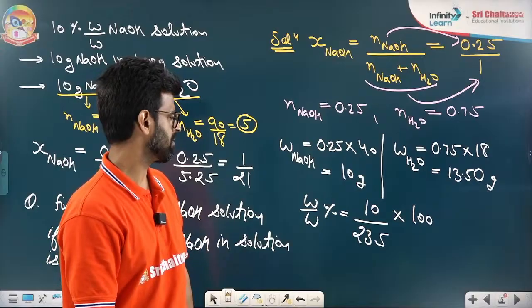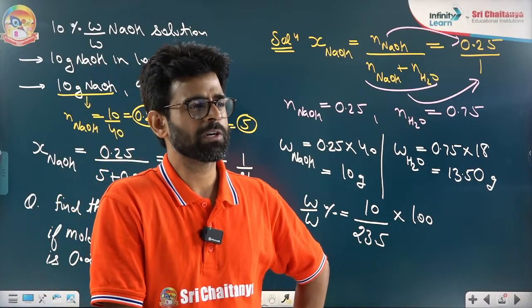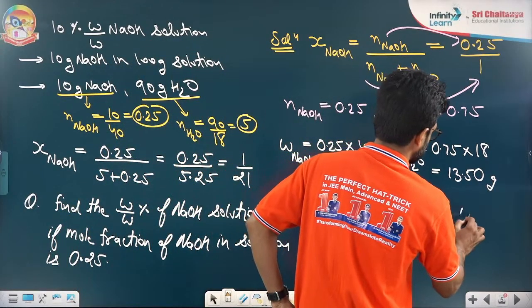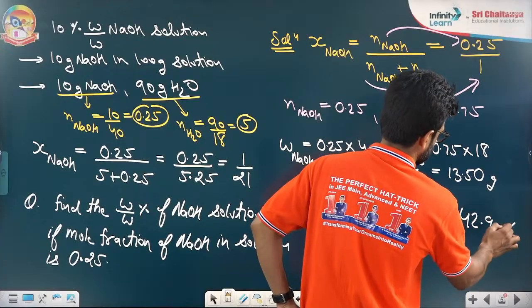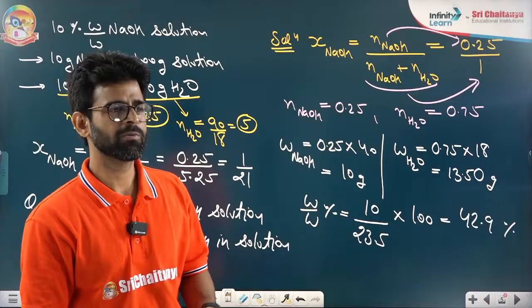No, 0.425 will not come, definitely. Something else will come. Okay, 42.9 approximately. Okay, 42.9% approximately, I'm saying. Calculations you can do by yourself, okay? 42.5.